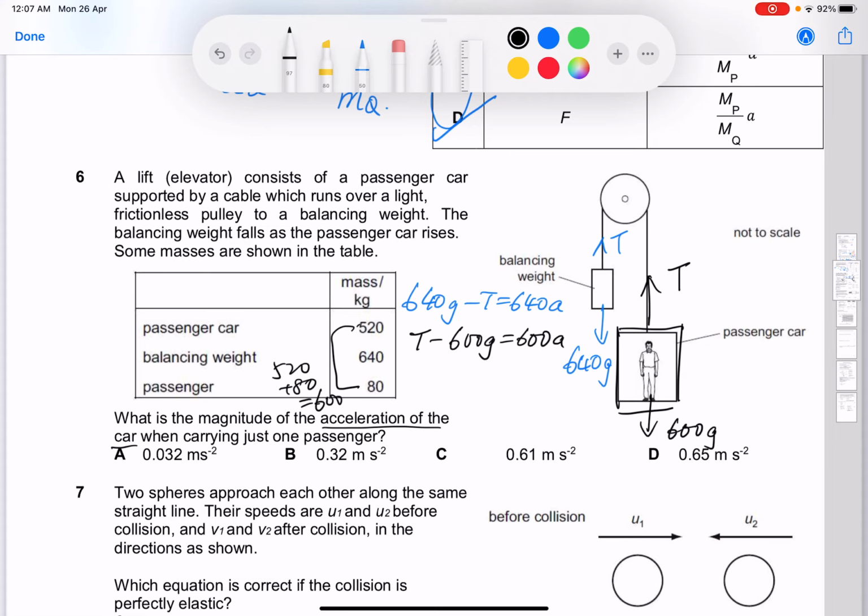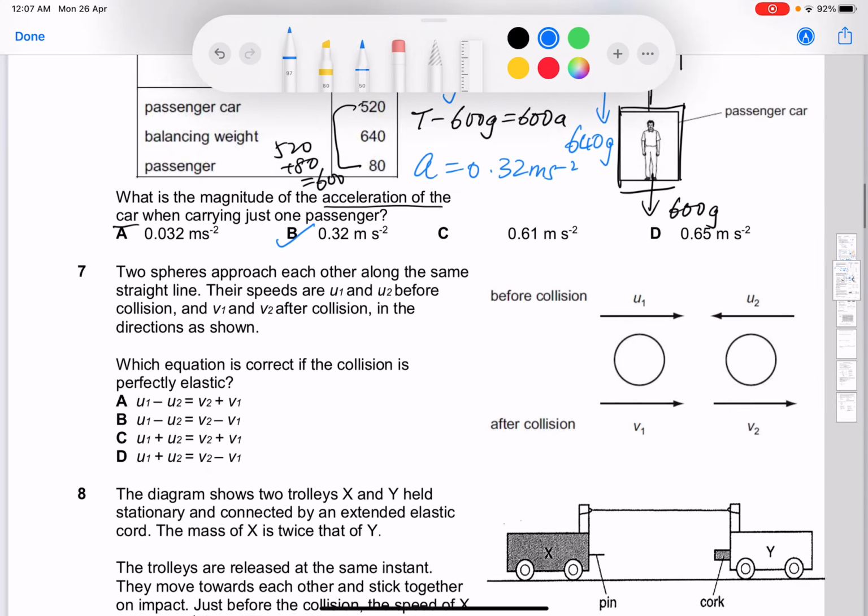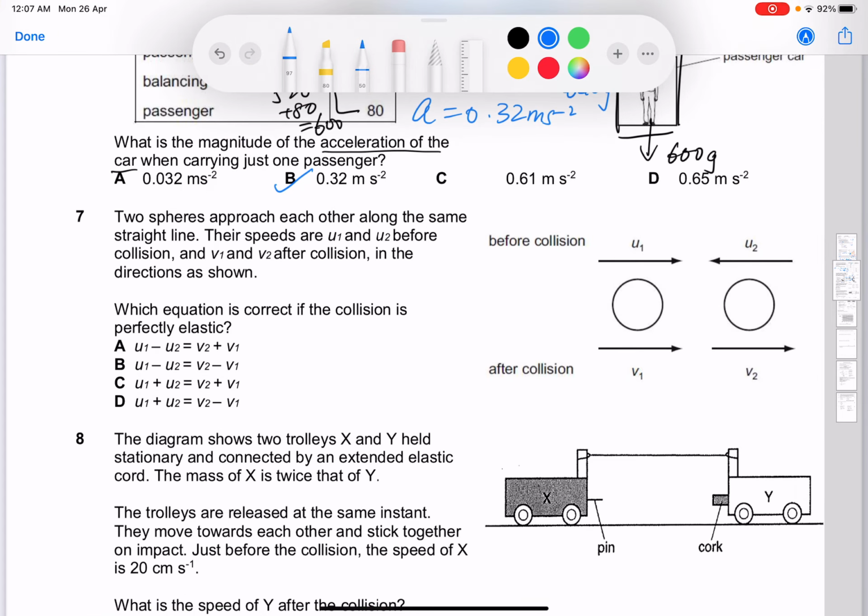Alright, and if you were to solve these two equations, you will be able to get the acceleration equals 0.32 meters per second squared. Okay, answer is B. Now look at question 7.